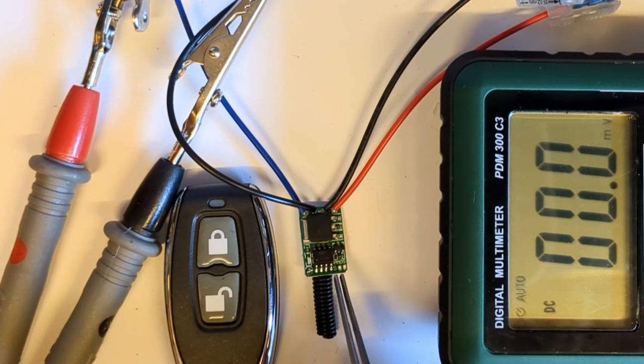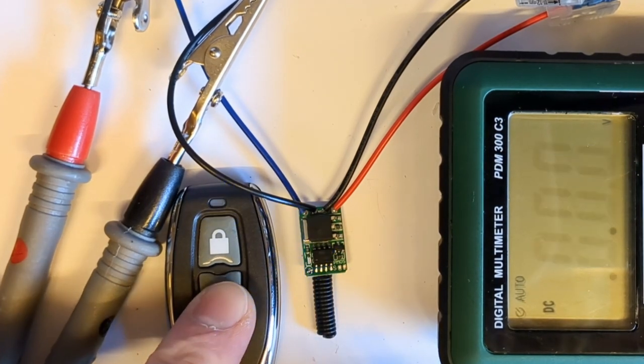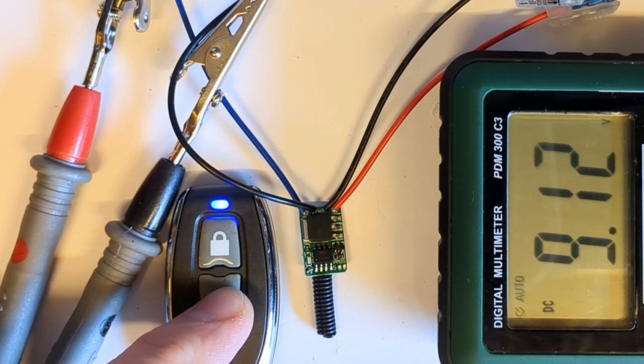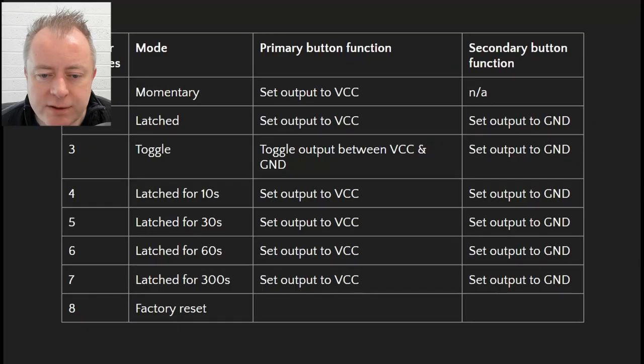And I think it should also have reverted to momentary mode, which is the first mode you set if you wait for just one flash. Yes, momentary mode. Holding it down, 9 volts, release, back down to ground. I hope that was useful. Here's a table listing all the available modes.